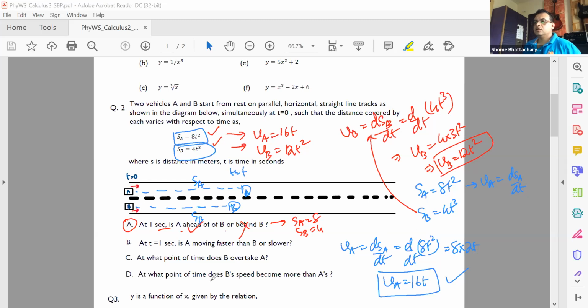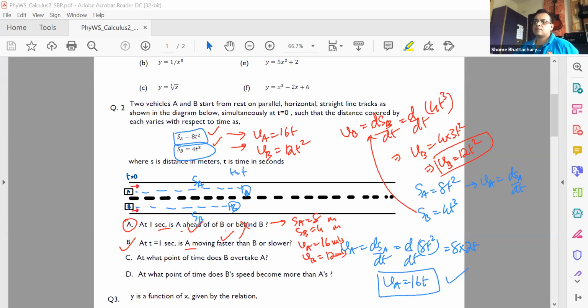Yes, sir. Now you want to answer whether A is moving faster or B is moving faster. So how will we know that? From the speed. Again, at t equal to 1 second, what is A's speed? You get it by substituting t as 1 over here. So it is 16 meters per second. These are in meters. What about B's speed? It is 12 meters per second. So which one is moving faster? A is moving faster at that instant, sir.